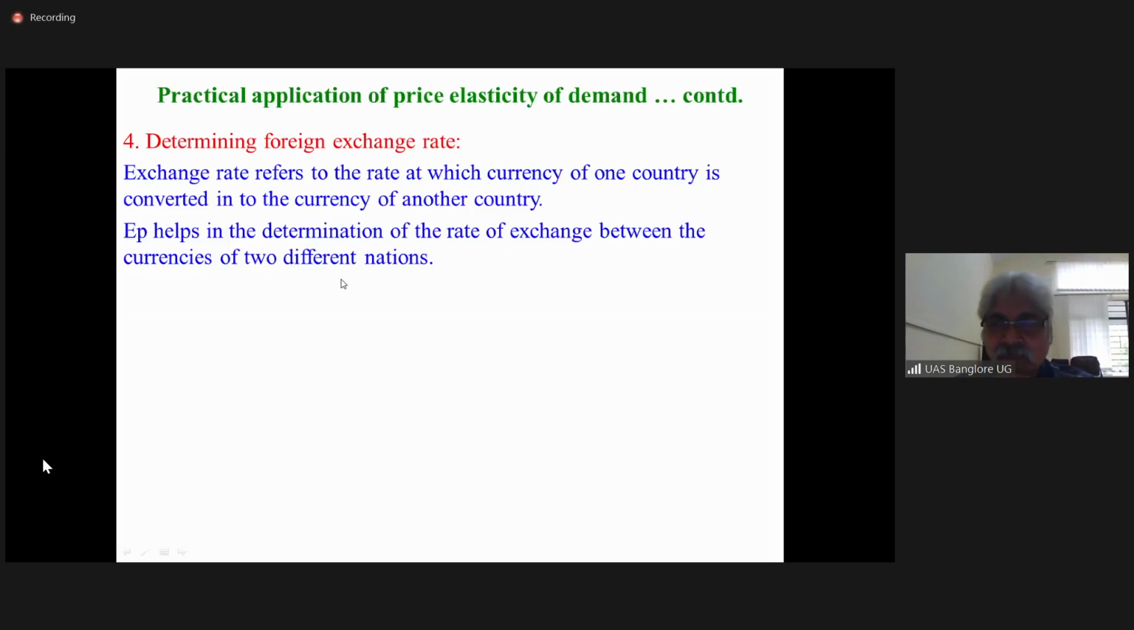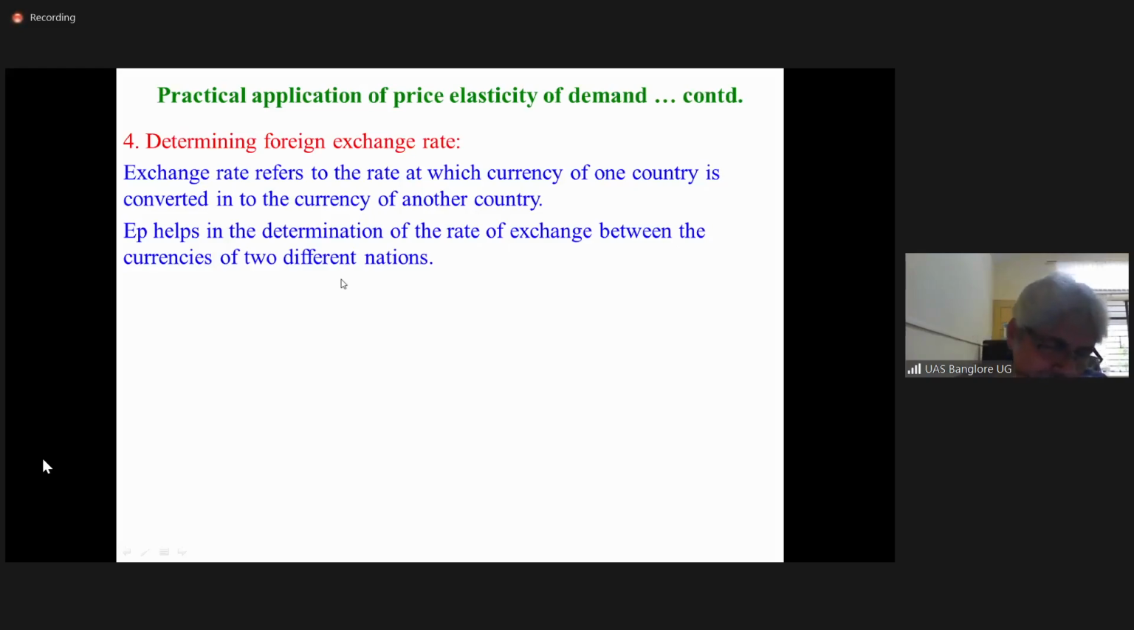In the international currency market, these currencies are like commodities. If the demand for tomato increases, the price of tomato increases. If the demand for onion decreases, the price of onion decreases. Very similarly, when the demand for American dollar increases, its price increases. That means we have to pay more rupees to get one American dollar. Why does this price fluctuation happen?